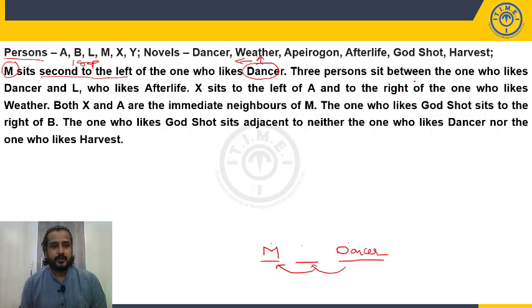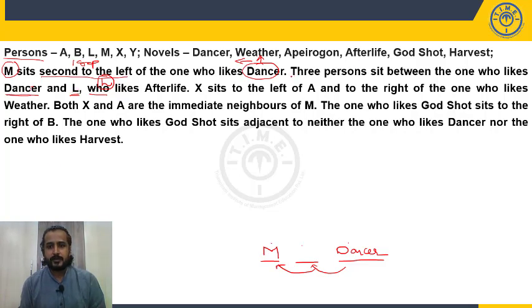3 persons sit between the one who likes dancer and L. Who means we are talking about second person as a subject. So L likes afterlife. 3 persons between dancer and L. No. 3 persons between dancer and L is given, but among these two, whether L is to the left of the person who likes dancer novel or the one who likes dancer novel is to the right of L, is that information provided? No. So between these two, who is left side, who is right side, it is not known.